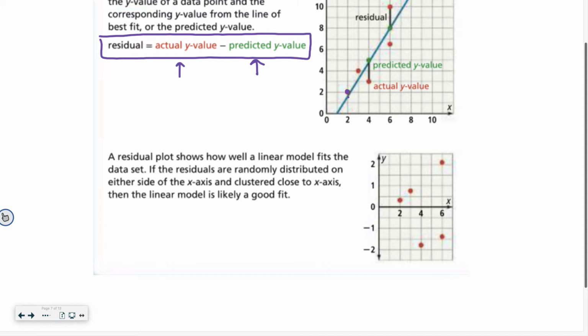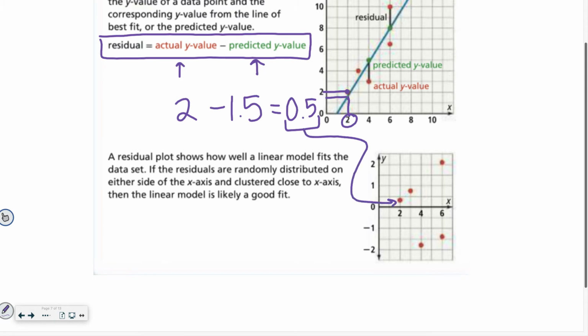So you would say, how far away is our actual y value, which was 2, minus my predicted y value, which was 1.5. So that's 0.5 units away. When x equals 2, it is 0.5 away from the actual value. My line is 0.5 units away from the actual.